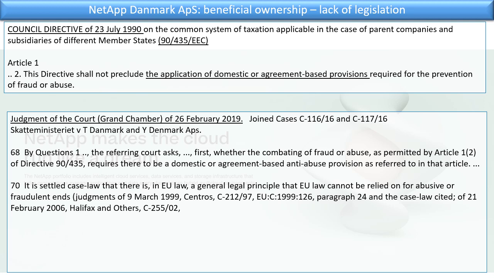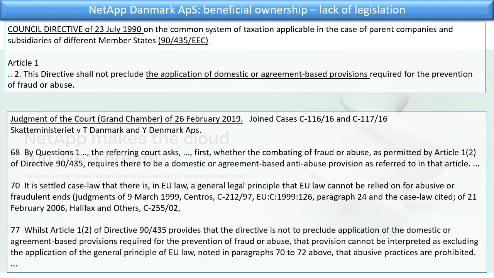And what the court basically says is this is primary law, the directive is secondary law, and the directive cannot push the primary law aside. So the court then goes on to say, whilst Article 1.2 of Directive 90/435 provides that the directive is not to preclude application of domestic or agreement-based provisions required for the prevention of fraud or abuse, that provision cannot be interpreted as excluding the application of the general principle of EU law, noted in paragraphs 70 and 72 above, that abusive practices are prohibited.